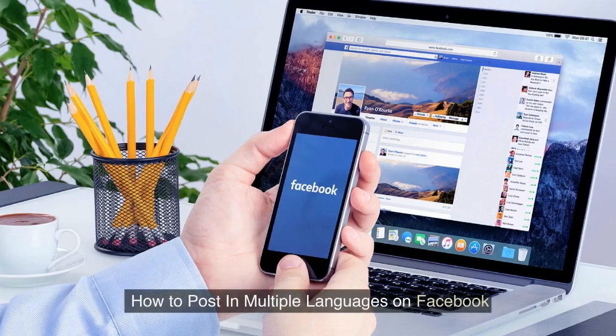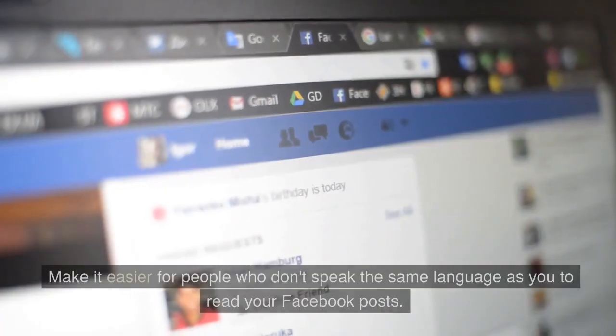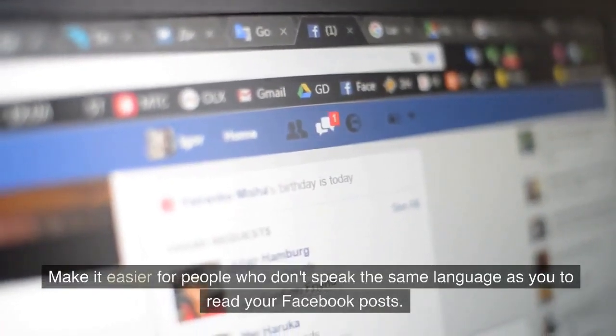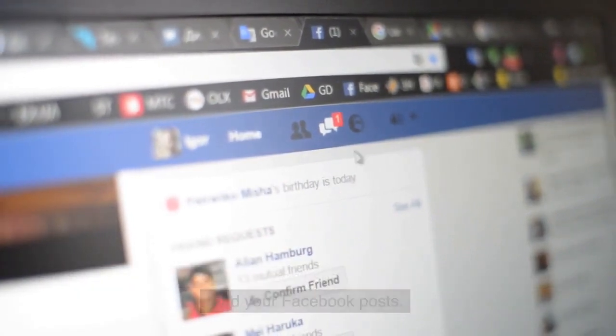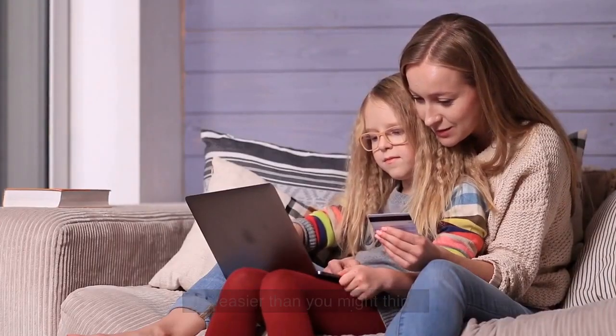How to post in multiple languages on Facebook. Make it easier for people who don't speak the same language as you to read your Facebook posts. It's easier than you might think.